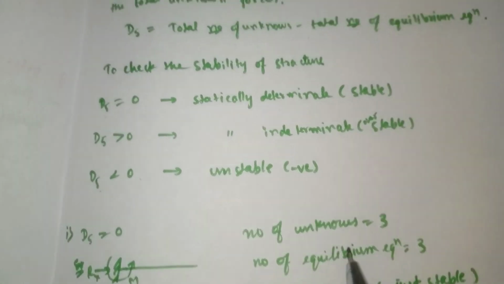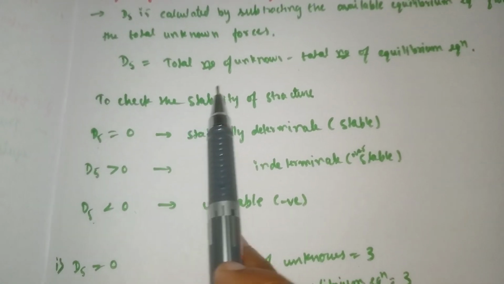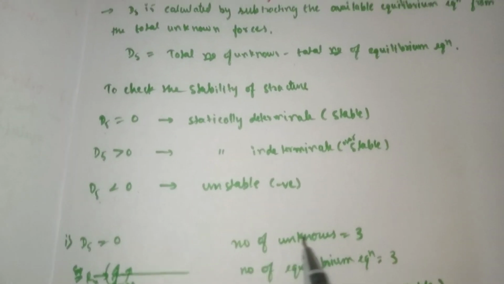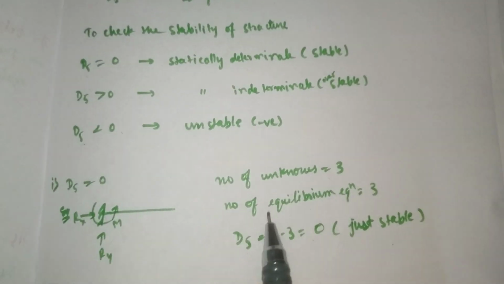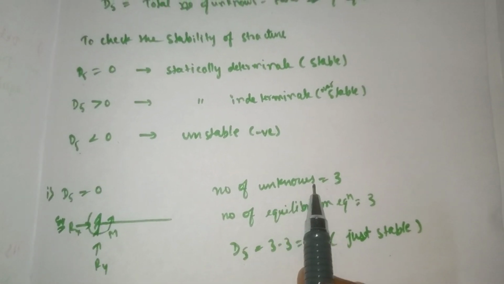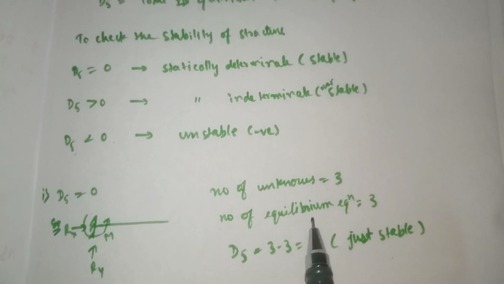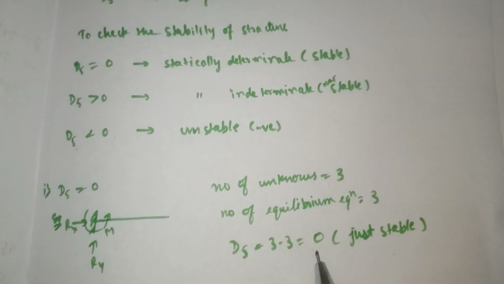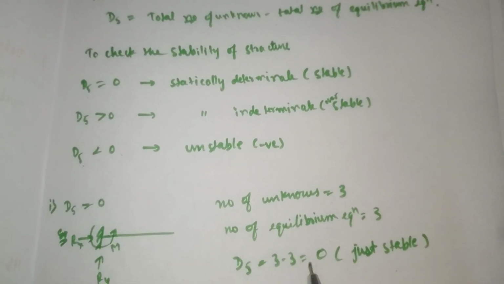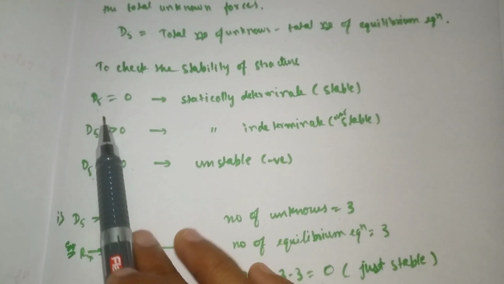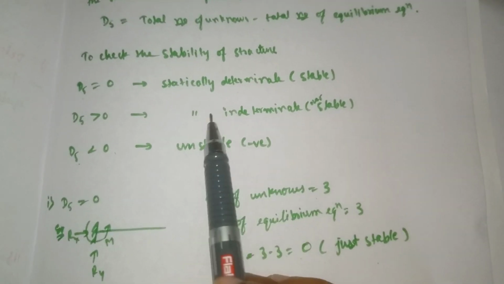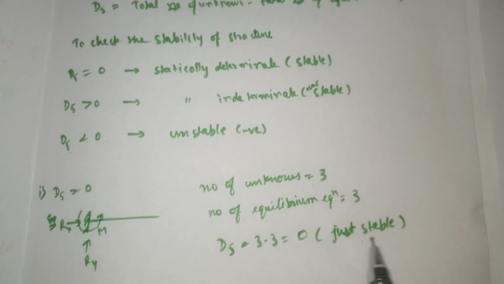Our ds, what is the formula? ds is the total number of unknowns minus the total number of equilibrium equations. So substitute the values in this equation. Our ds is the total number of unknowns, how much? 3, and the number of equilibrium equations 3. So 3 minus 3, our answer will be 0. So apply this to the condition. We'll check our ds value. When our ds value is equal to 0, then the structure is called a statically determined structure or just stable.